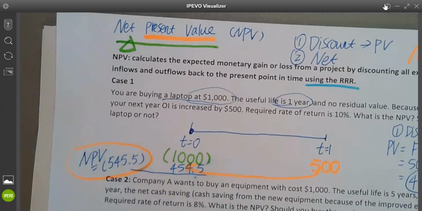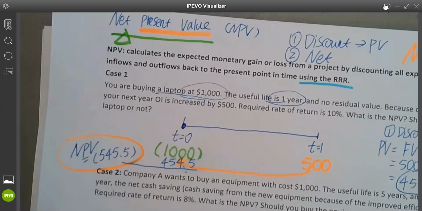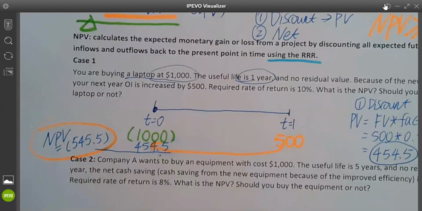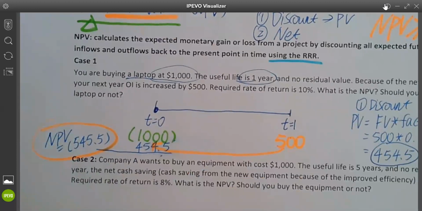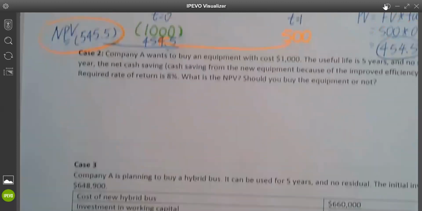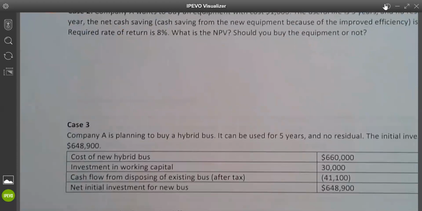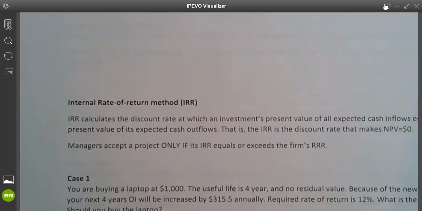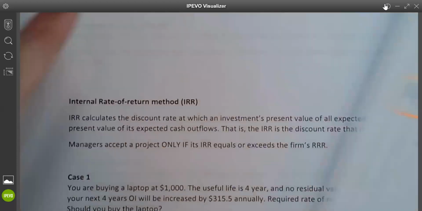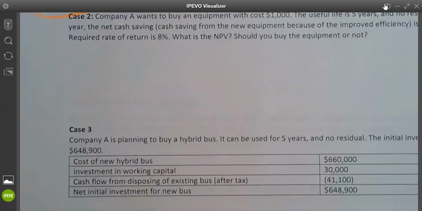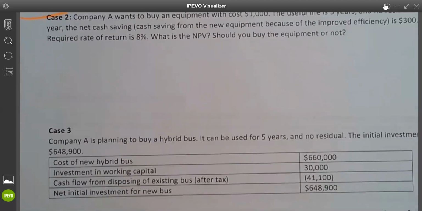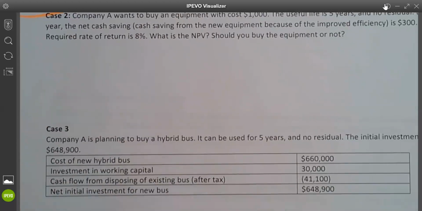Okay, so that's this video. I don't want to make a too long video. You practice case 2 by yourself, and you check your answer with my video. Next time we talk about case 3, and then the other factors, and then we go to the second method, IRR. I'll see you next time. Let me know if you have any questions.